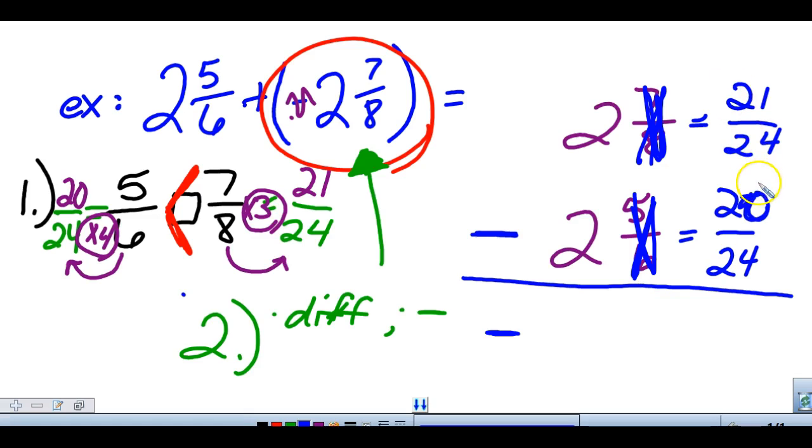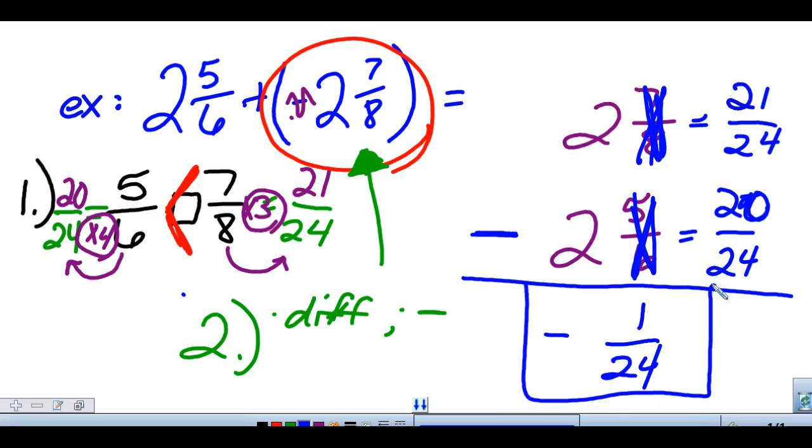So we have 21/24 minus 20/24. We're going to subtract the numerators and keep the denominator the same. So 21 minus 20 gives us 1, and 24 stays the same. Now we do the whole numbers because we don't want to forget those guys. And we end up with 0. We don't have to put the 0, so our answer is -1/24.